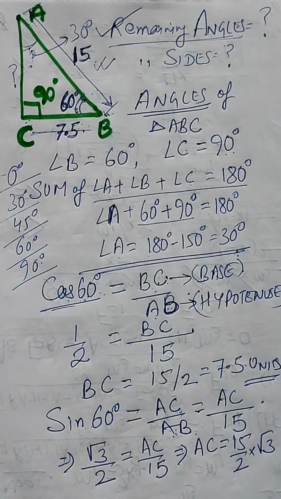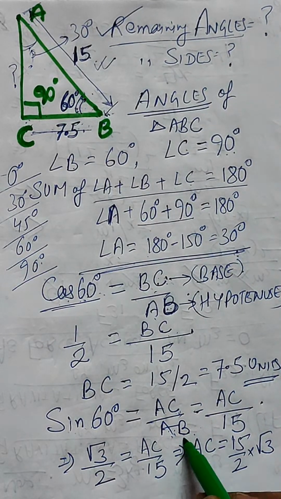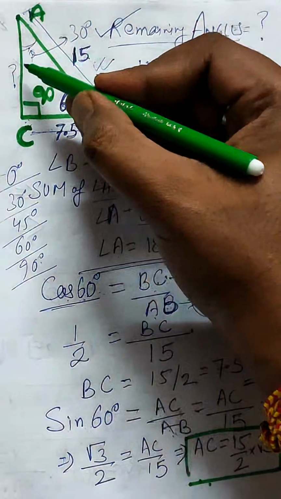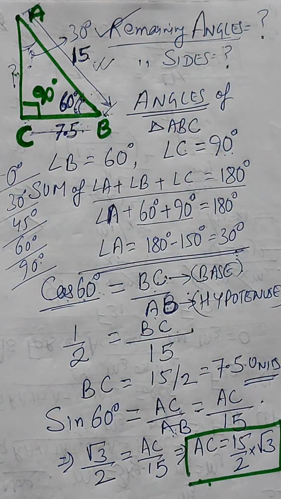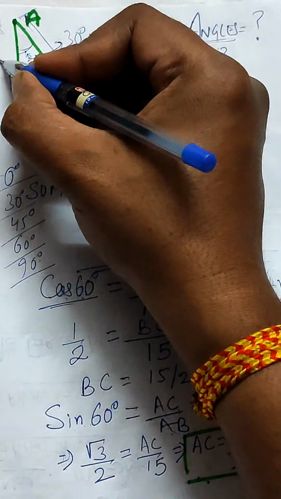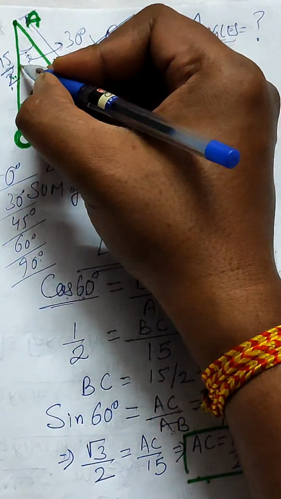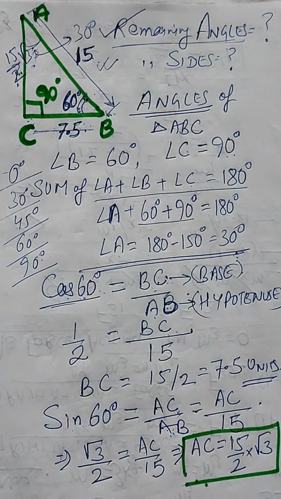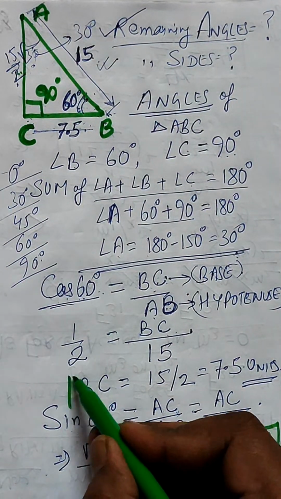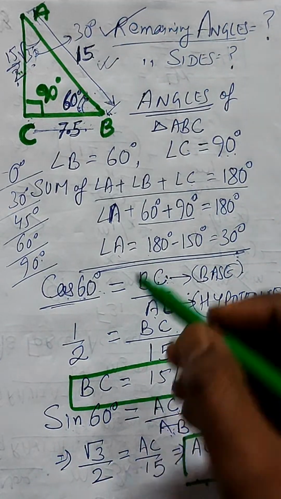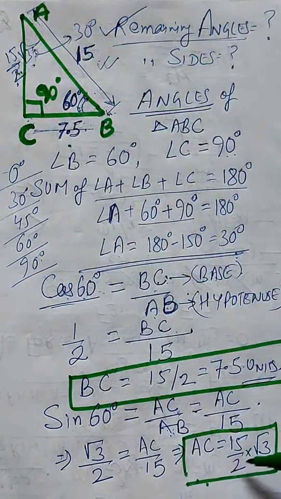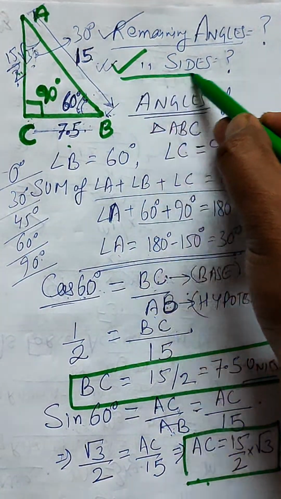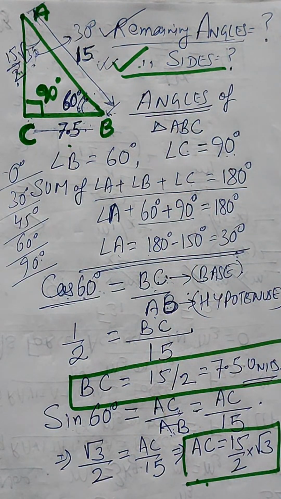This will be the value of AC, 15 by 2 root 3, right? So this part is calculated. Students, in this way we have found the value of BC and the value of AC. Both these units have been found, and we have solved the second part of this question, that is, the remaining sides we have calculated.